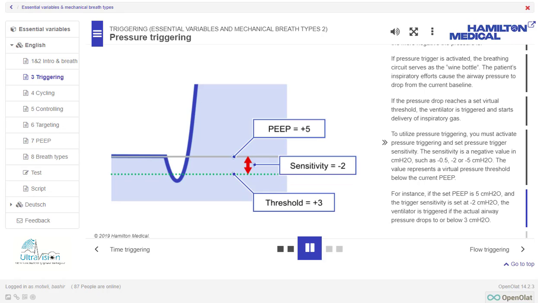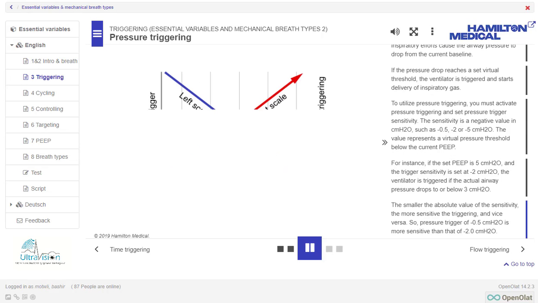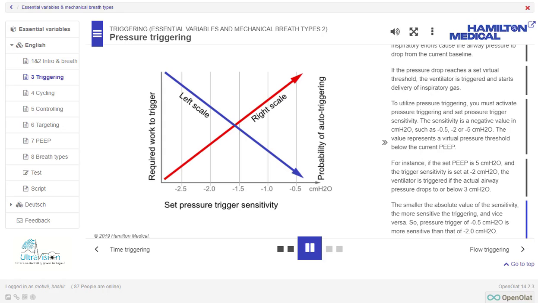For instance, if the set PEEP is 5 centimeters of water, and the trigger sensitivity is set at -2 centimeters of water, the ventilator is triggered if the actual airway pressure drops to or below 3 centimeters of water. The smaller the absolute value of the sensitivity, the more sensitive the triggering, and vice versa. So, a pressure trigger of -0.5 centimeters of water is more sensitive than that of -2.0 centimeters of water.